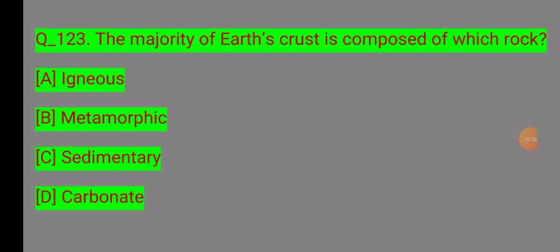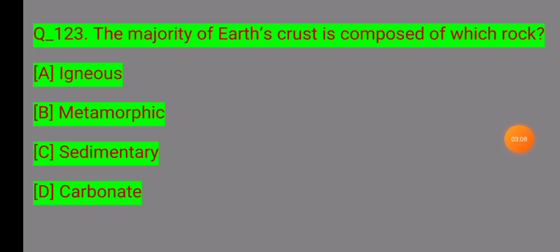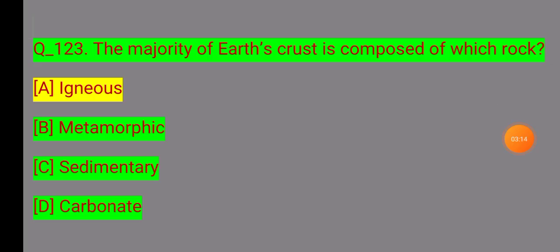123 number question. কি বলছে: the majority of the earth's crust is composed of which rock? এই চারটি অপশনের মধ্যে কোনটি হবে? Number A, igneous, the majority of the earth's crust is composed of this rock.